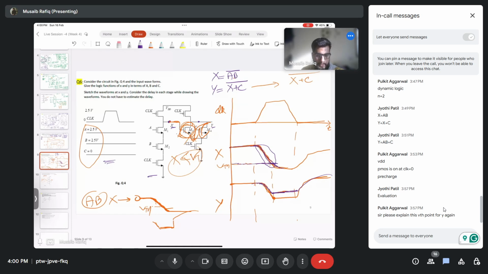Got it? Because once X goes below VTH of M3, M3 will be turned off and there will be no discharging path, and Y will maintain its level, and then it has to recharge again.